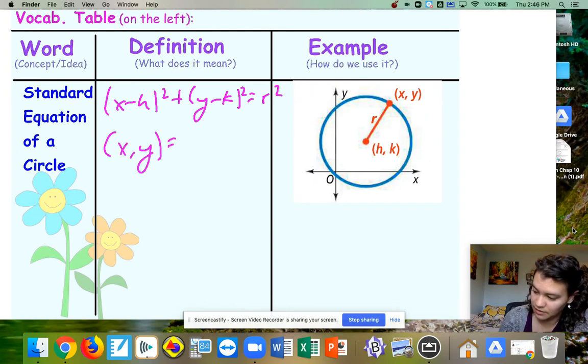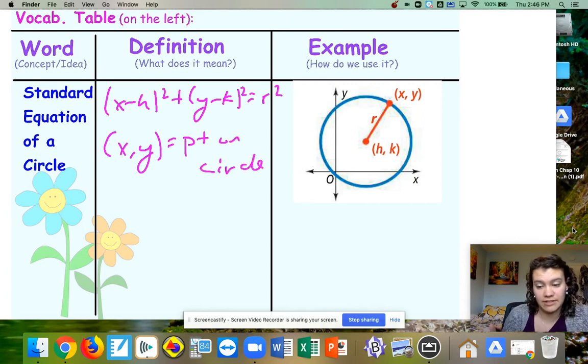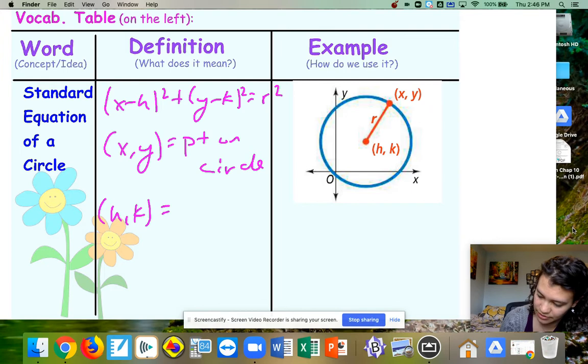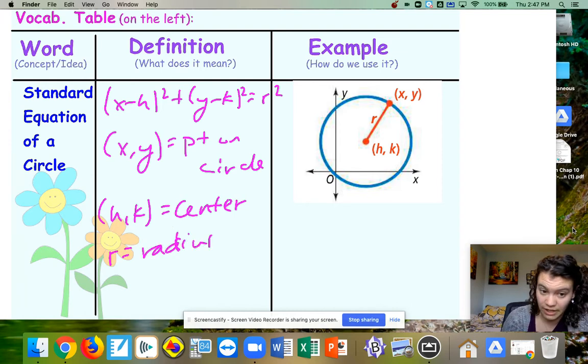x, y is just a point on the circle, and that's going to stay the same. You're going to leave it as x, y in the end. You don't change it. h, k is the center of your circle, and r is the radius of your circle. So when you're writing the equation, these two are the ones you want to plug in.